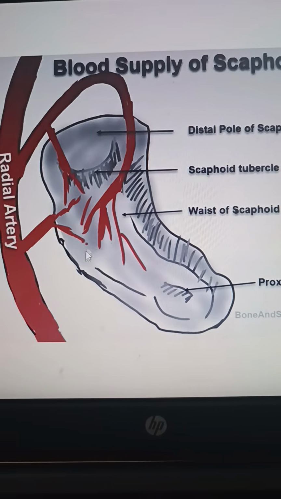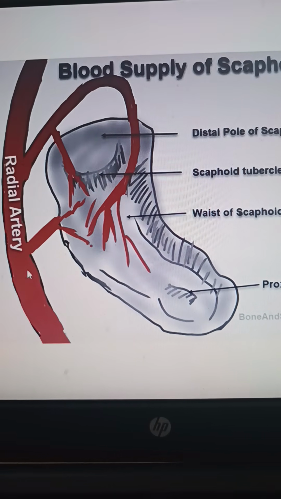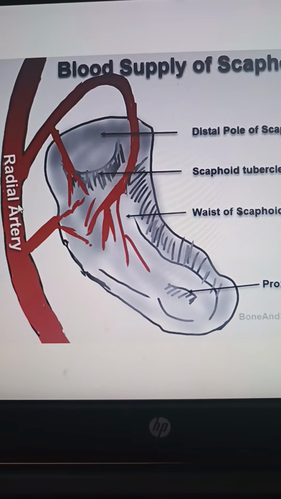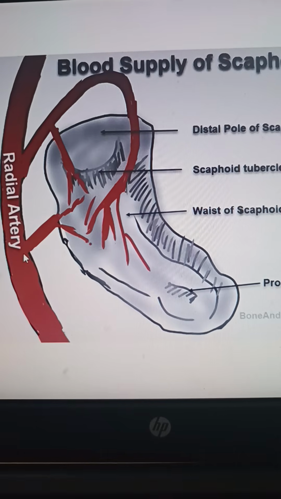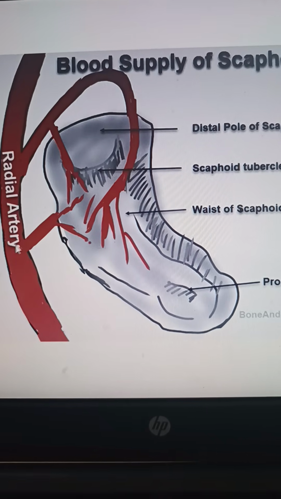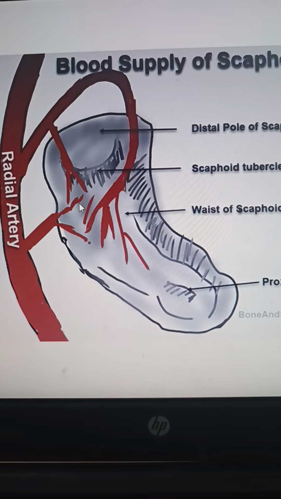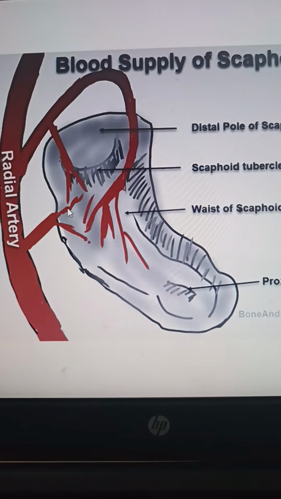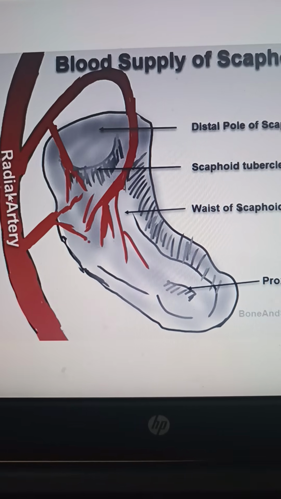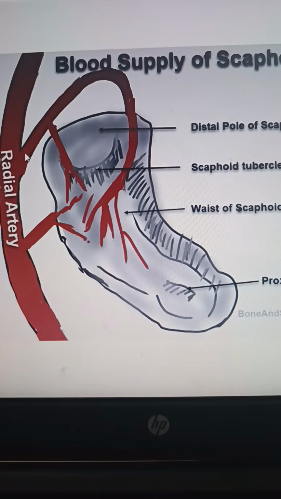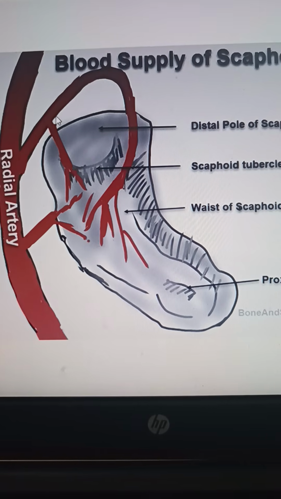Now, here is a radial artery coming to supply the scaphoid. There are two branches mainly. This is the palmar branch, which is directly going to the distal part, supplying the distal part. The other one is the dorsal branch, which is the major branch, which supplies almost 80% of the scaphoid.